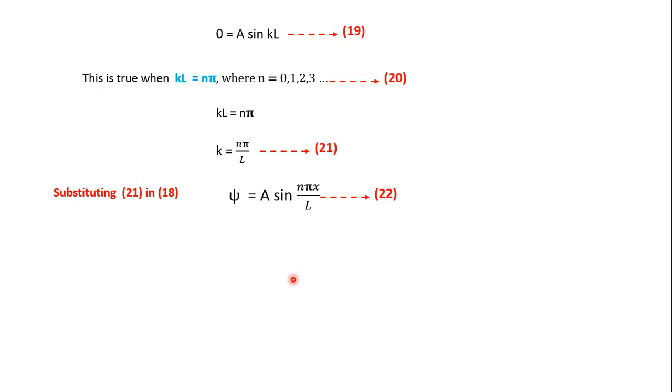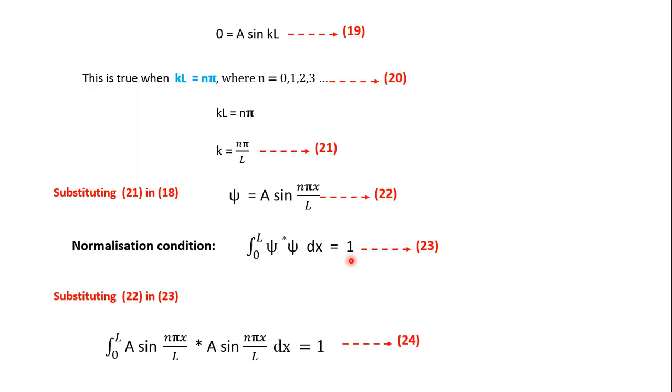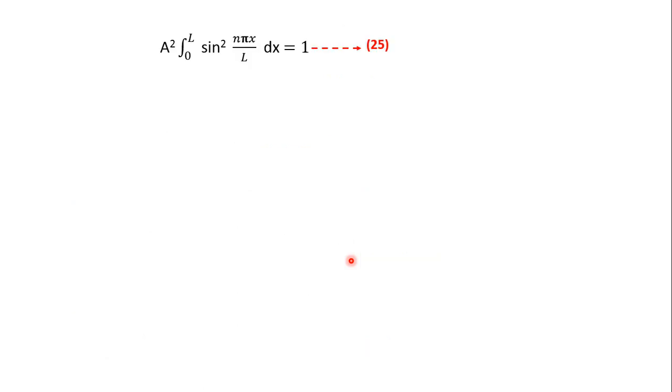For this, we have to do the normalization. Normalization condition is integral 0 to L psi star psi dx equal to 1. The limits are the limits of the particle in a box in one dimension, which is 0 at one end and L at the other end. Now, substitute the value of psi given by equation 22 in 23. Rearranging this, we will get A square integral 0 to L sin square n pi x by L.